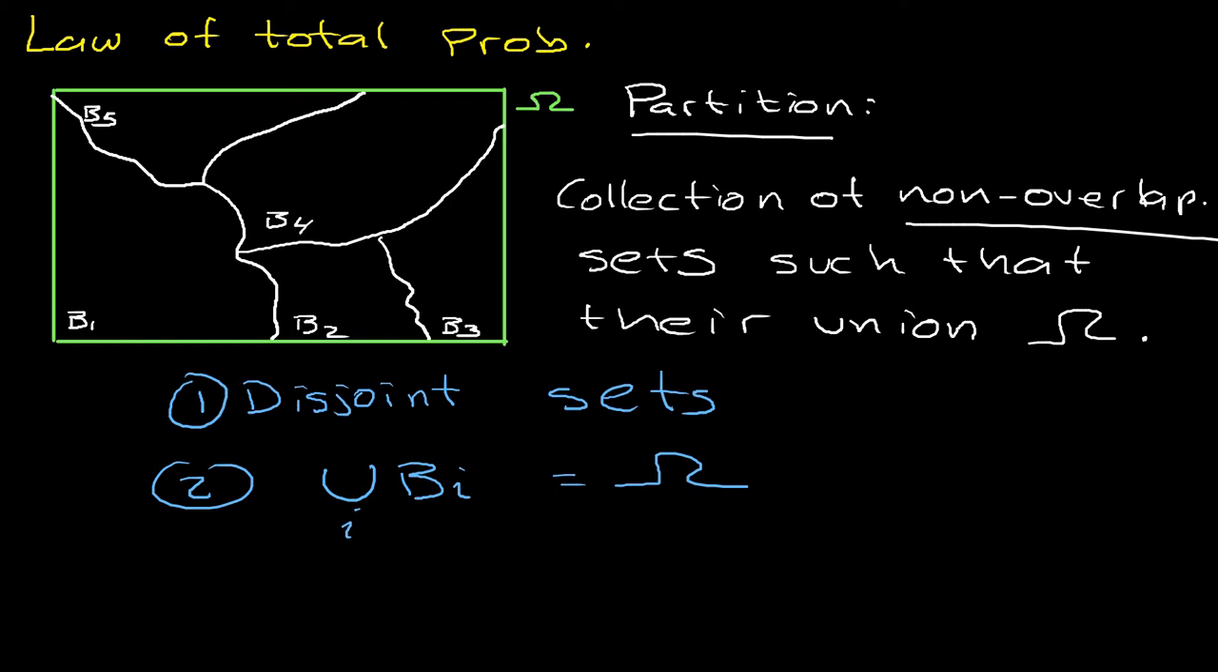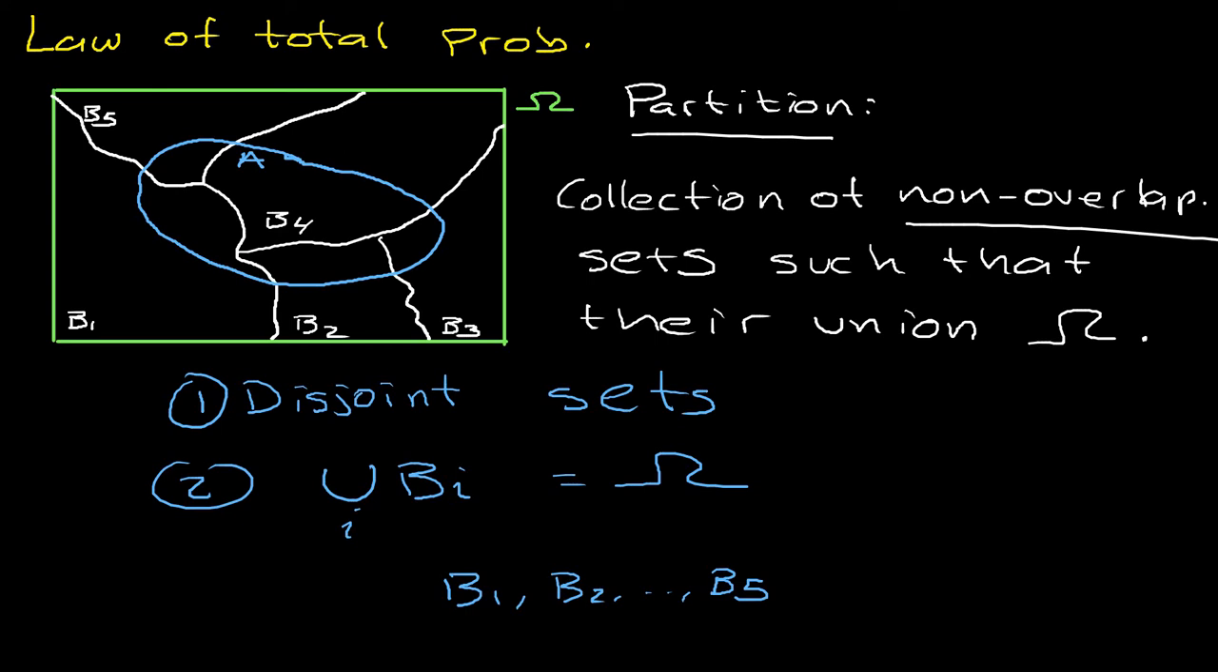So here, this collection B1 and B2 all the way through B5, these sets form a partition of omega because they are non-overlapping and they cover all of omega. So now let's say that we have some arbitrary set over here. Let's call it A.